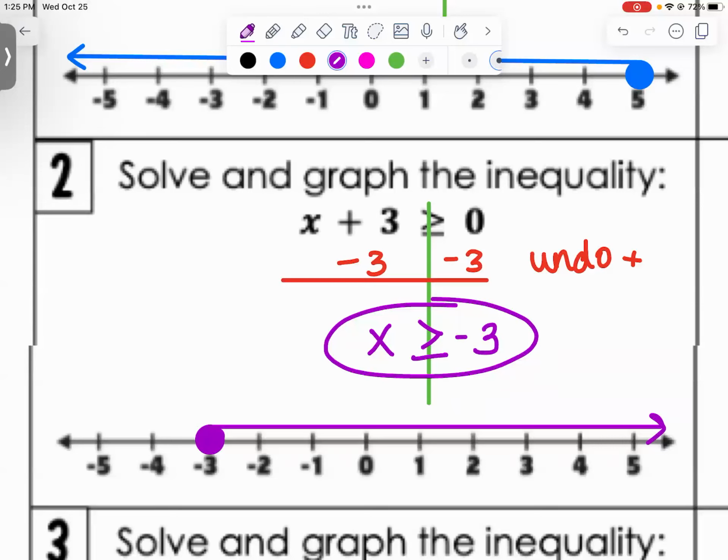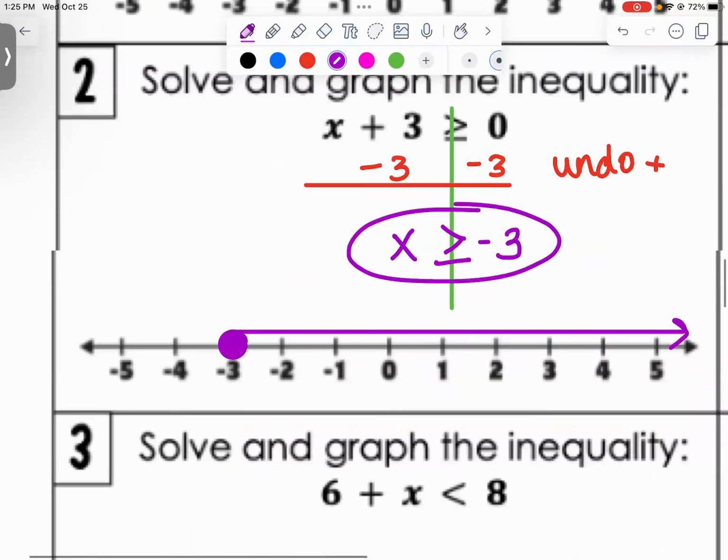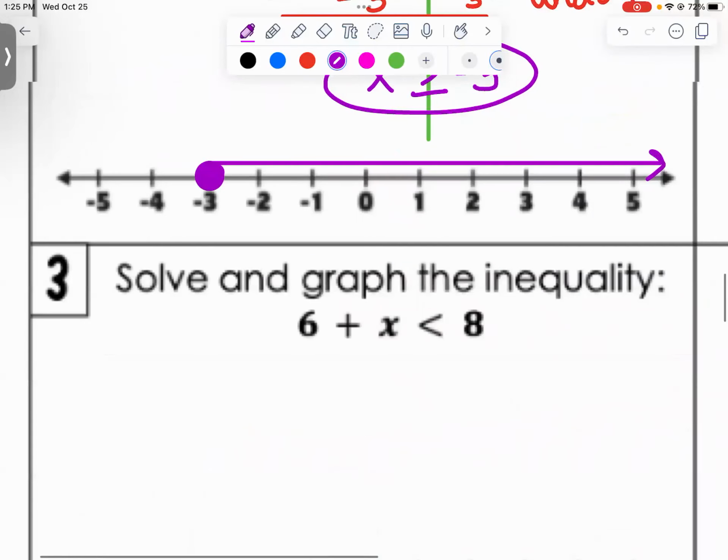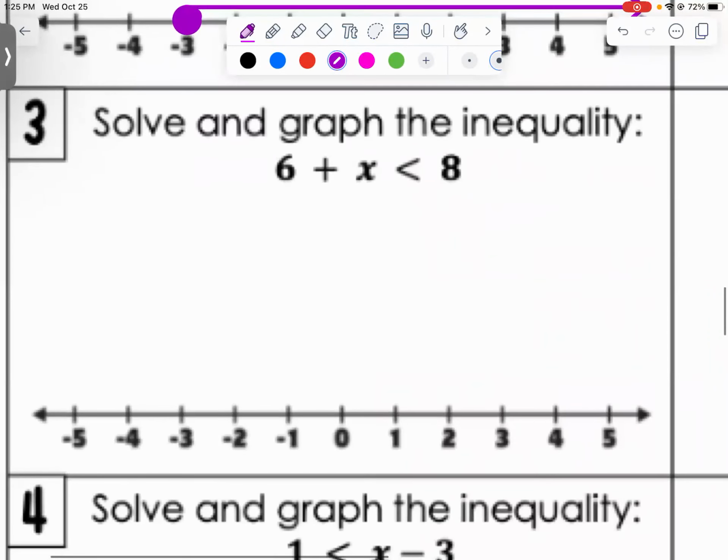Okay, now we have 2 more examples to get through. Once we get through these, you'll have time for your homework. So the more you cooperate, the more time you'll have.